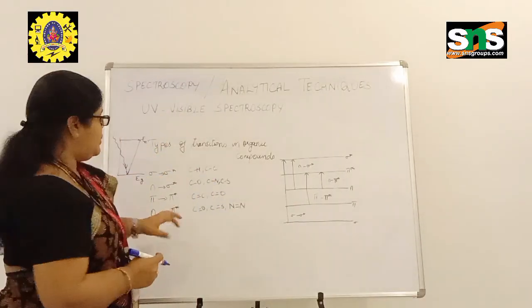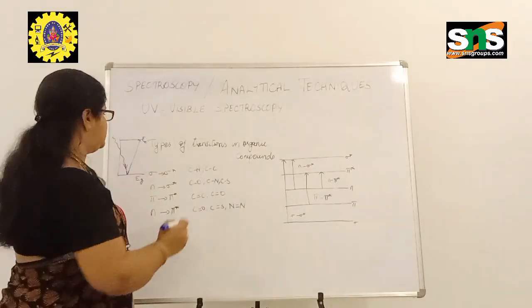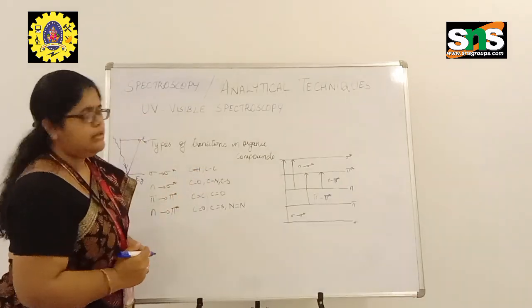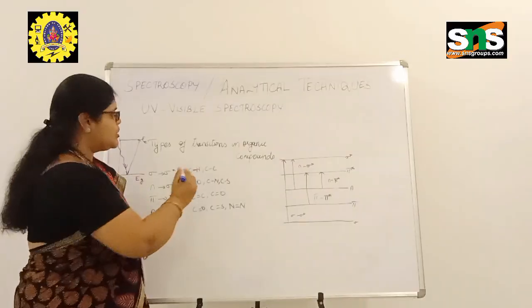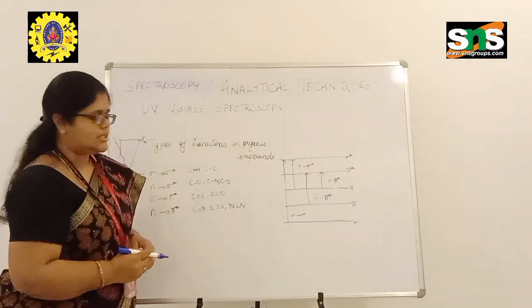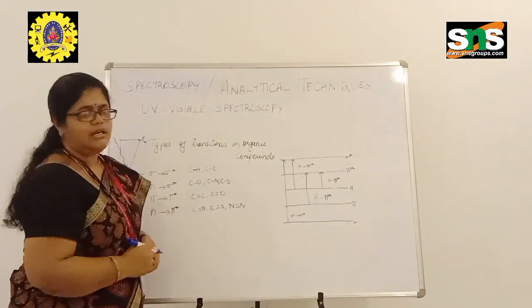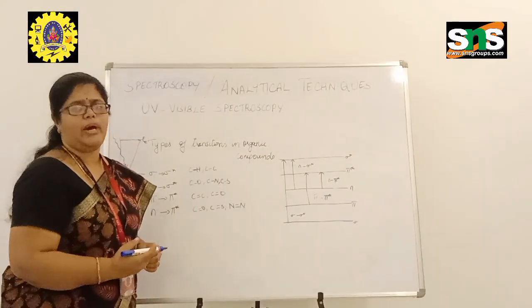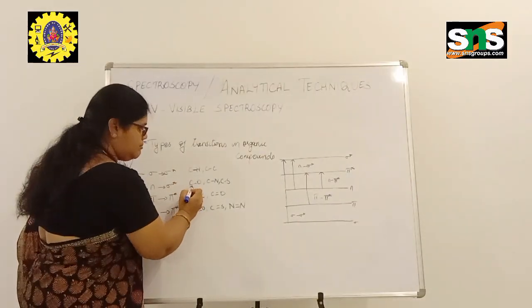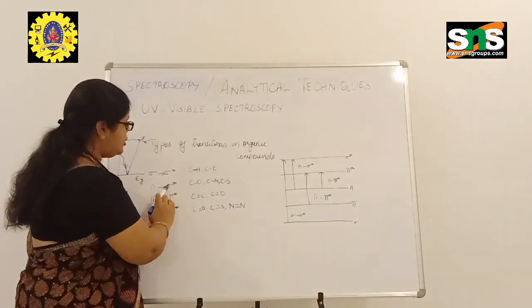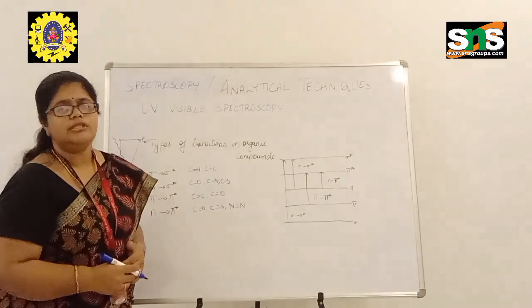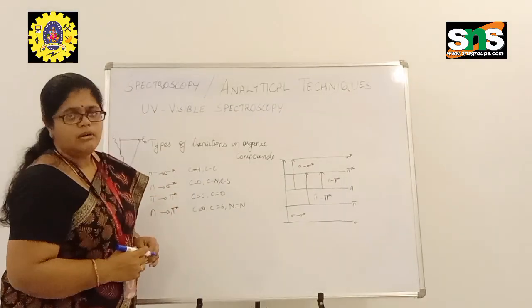So we will see where the sigma to sigma star transition occurs. It occurs in compounds having a single bond, that is a sigma bond. So in organic compounds with C-H and C-C bonds, we have sigma to sigma star transition. And n to sigma star: n refers to non-bonding, so you need a heteroatom with a single bond, because it is non-bonding to sigma star. In compounds with C-O, C-N, C-H, we can see the n to sigma star transition.